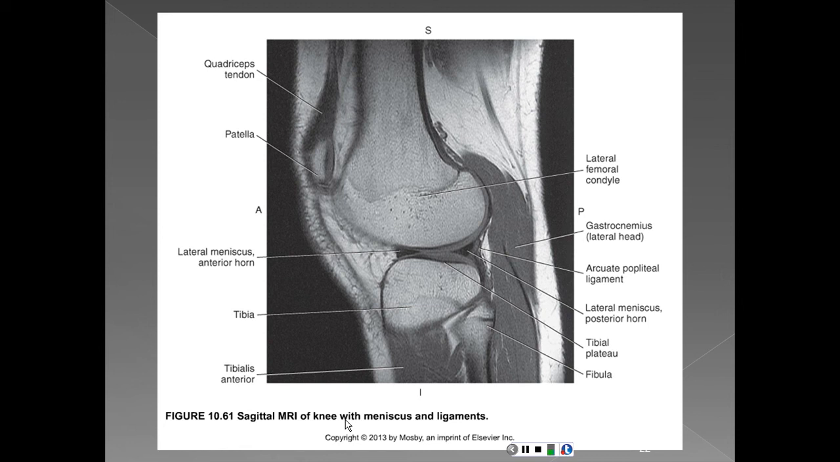So this is a sagittal MRI of the knee with the meniscus and the ligaments. This image right here can be found on page 685, and here you can see the quadriceps tendon and the patella. So you have the patella here. Remember, the patella sits high. So if the quadriceps tendon right here was cut, how would you cut the quadriceps tendon? It might be hyperflexion of the knee. So if you hyperflex this knee, it pulls on this patella, right?